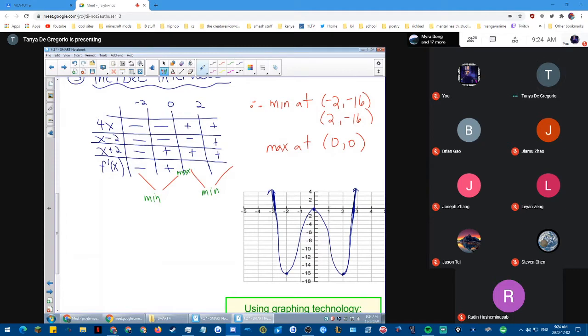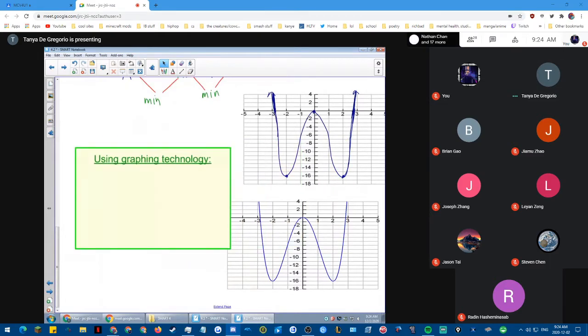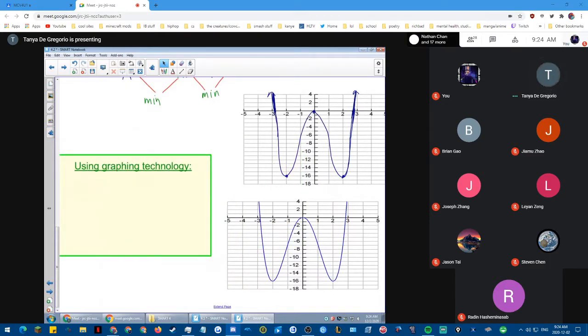Okay, let's see how close we got to the actual graph. What do you guys think? Did we do well? That's pretty good, eh? So as we start to gather more and more information, these graphs are going to get more and more exact. As I teach you all the steps to curve sketching, these are going to become almost identical to the graphing.